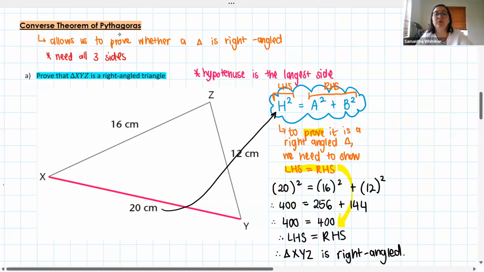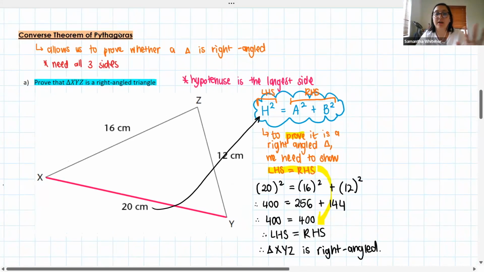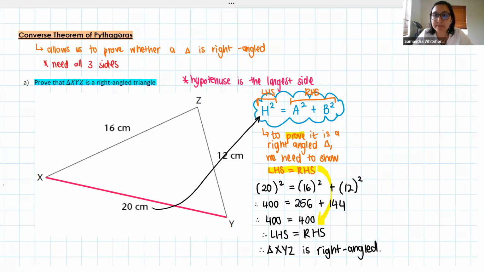Alrighty, so when we are going to use the converse theorem of Pythagoras, we are trying to prove that the left-hand side is equal to the right-hand side. We need to identify which is the longer side in our triangle, because that is what we will substitute for the hypotenuse. As long as you can show me that the left is equal to the right, you have been able to prove that the triangle is right angled or not.